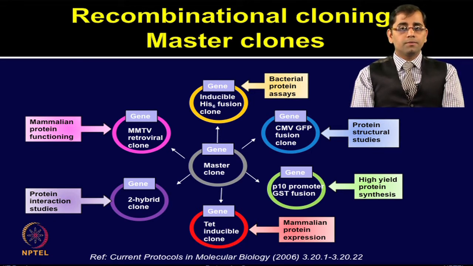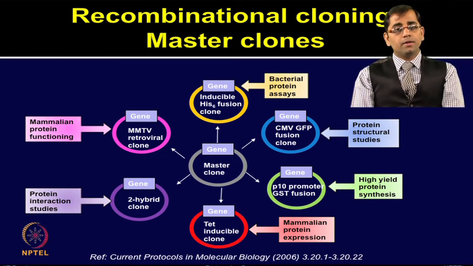Two-hybrid clones: if your objective is to study protein interactions, then test the protein functions in the mammalian cell by using two-hybrid clones, MMTV retrieval clones. If you want to perform mammalian protein functioning, you might want to use this vector to know what other proteins the protein interacts with.